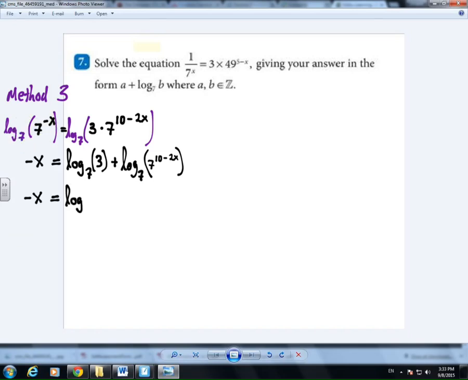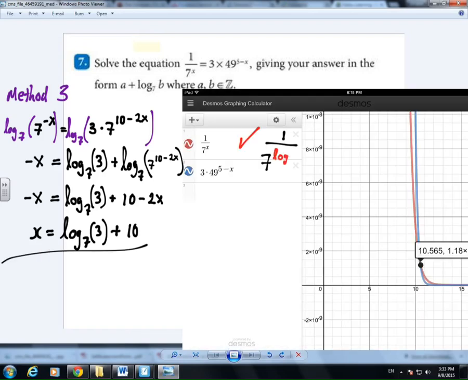So we continue on, and we get this equation, which we solve for x, and we get the same solution that we had before. Now again, if I put that into the calculator, I'm going to get 1.18 approximately times 10 to the negative 9 power, a really small y value, but my x value is going to be 10.565. So if I put this into a calculator, 10.565.